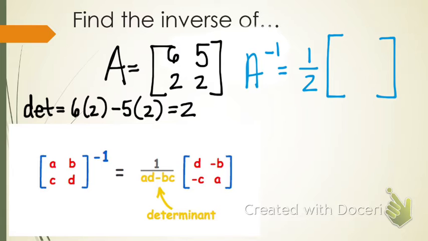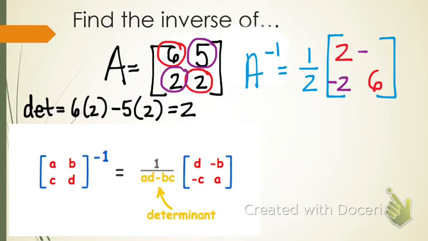And now let's take our matrix and we're going to flip these two. So the 6 and the 2 switch positions. And the other diagonal, we just change to the opposite sign. Now multiply those numbers by 1/2. So everything inside of that matrix gets multiplied by 1/2.